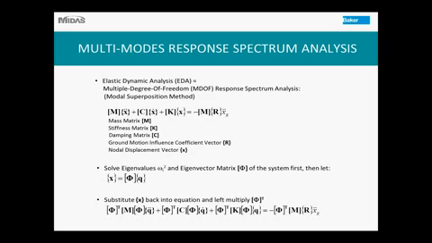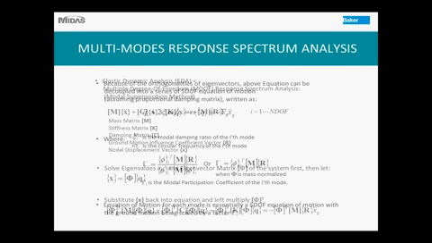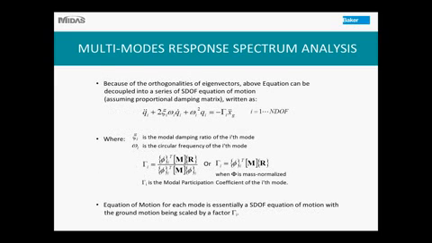Because the eigenvectors are orthogonal with regard to the mass and the stiffness, the multimode governing equation can be decoupled into a series of single degree of freedom equations of motion, which is written here: qi double dot plus 2 zeta i omega i qi dot plus omega i squared times qi equals minus gamma i xg double dot.